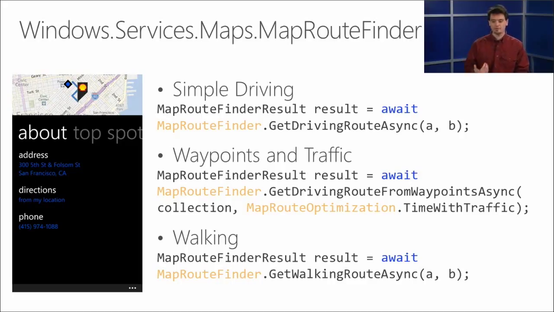We can get waypoints and traffic with just a simple get driving traffic from waypoints, and we can actually get a route optimization for time with traffic, so we can avoid that nasty traffic jam by taking the surface streets, perhaps. And then finally, we can get routes for walking directions from one place to another. And this isn't a call, this isn't a task where we're going out to a service to get it. This is all internal to our application.